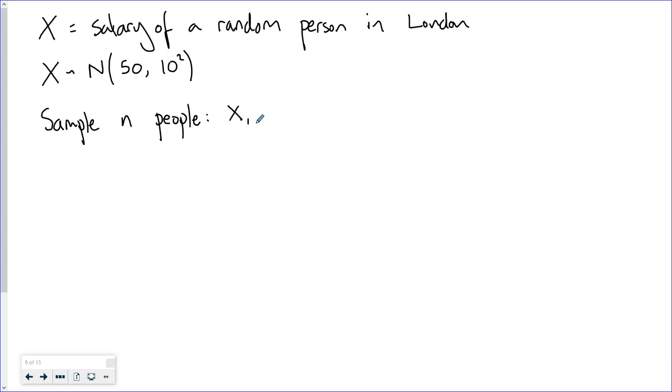And let's say that our sample is X1, so X1 is the salary of the first person, X2 is the salary of the second person, etc., all the way up to Xn, where n is the number of people that I'm sampling, or another word for n is the sample size.